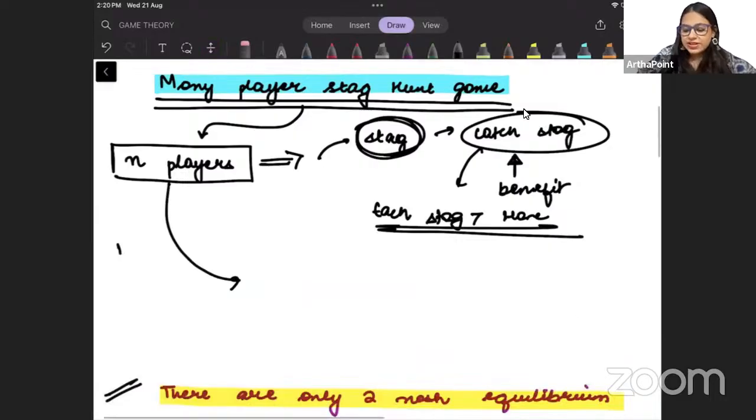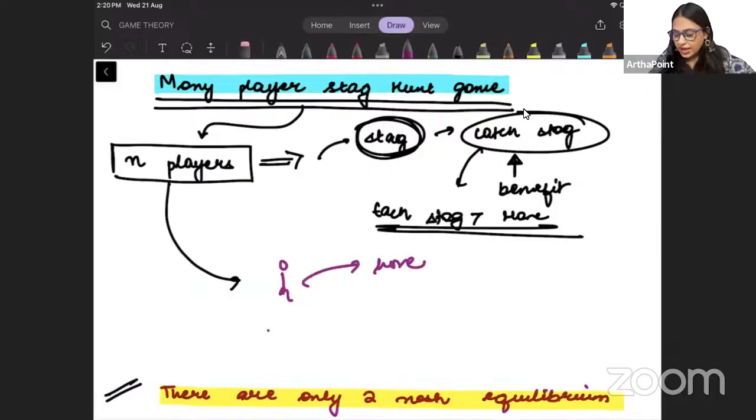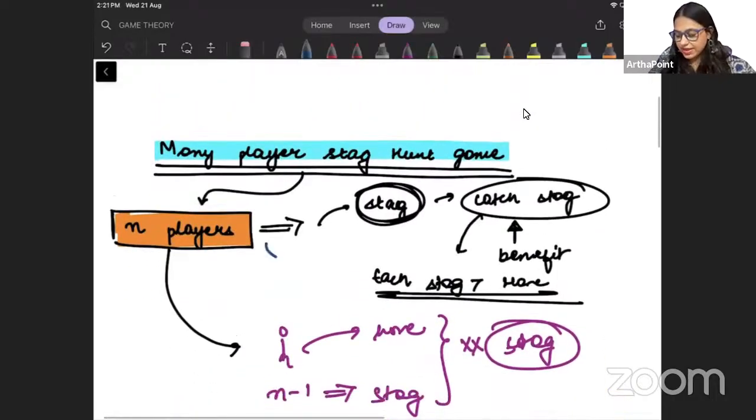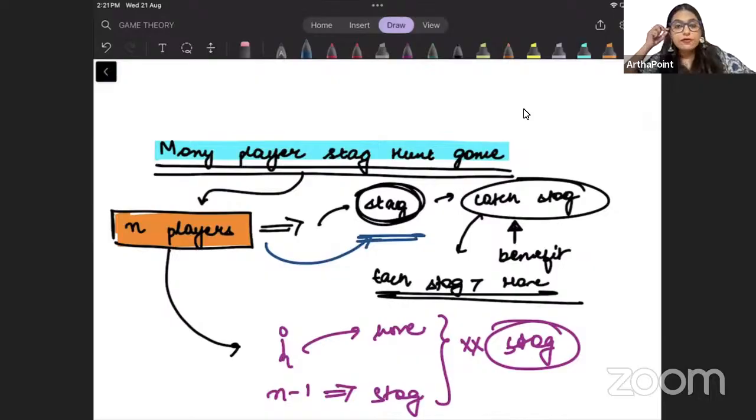if one less player catches the stag, meaning one player says no, I want to look for the hare, and only n minus 1 players look for the stag, then they will not be able to catch the stag. They will be able to catch the stag only if all n players hunt together. If even one of them deviates, then they cannot catch the stag.